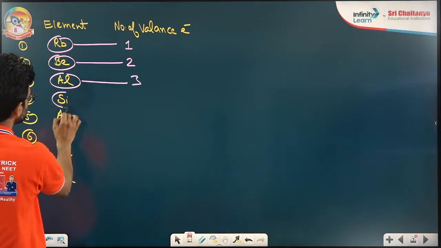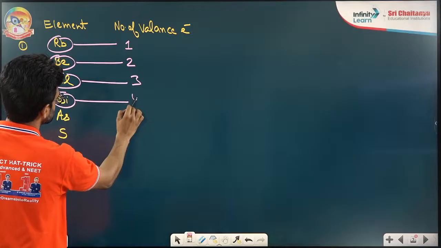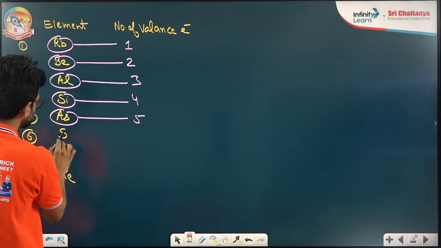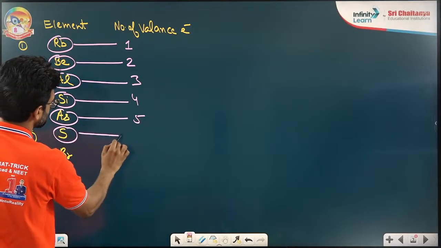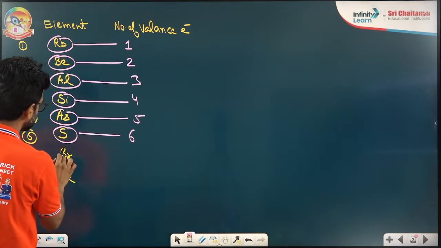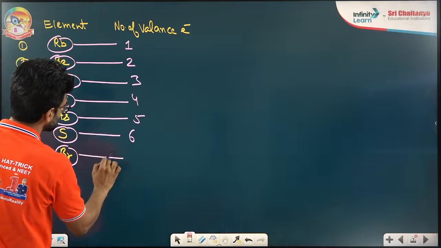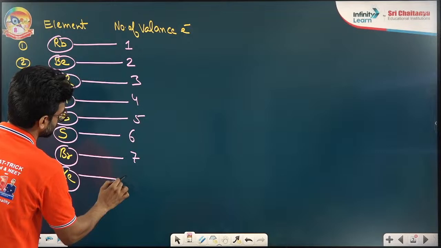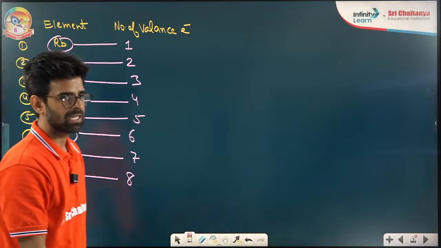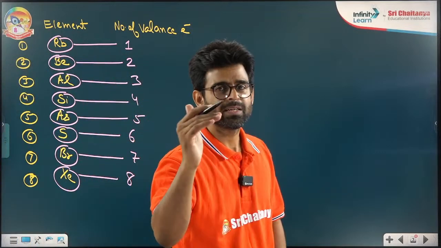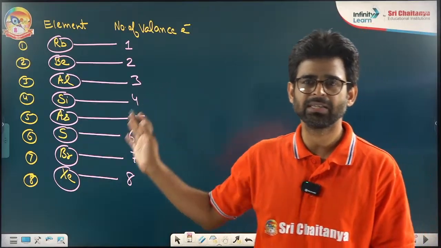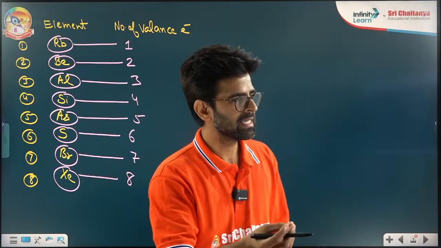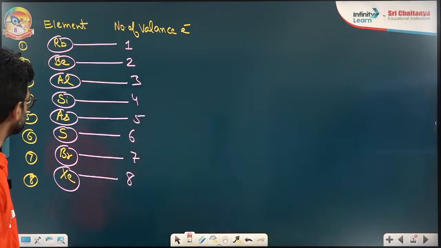3. Silicon, beta, which group? 14th group, how many valence electrons? 4. Arsenic belongs to 15th, so 5 valence electrons. Sulfur belongs to 16th group, beta, how many? 6 valence electrons. Bromine belongs to 17th group, so 7 valence electrons. And xenon belongs to 18th group, so how many, beta? 8 valence electrons, right? I wrote in a sequence, okay, so it is easy to find. Got the point? I can take one or two examples also just to explain to you.